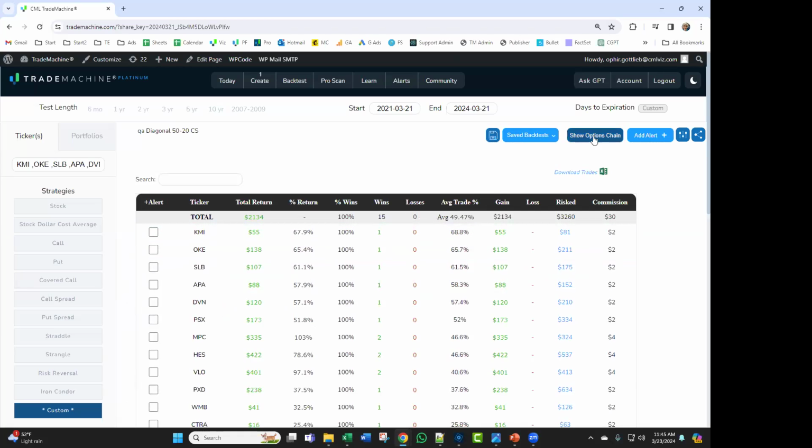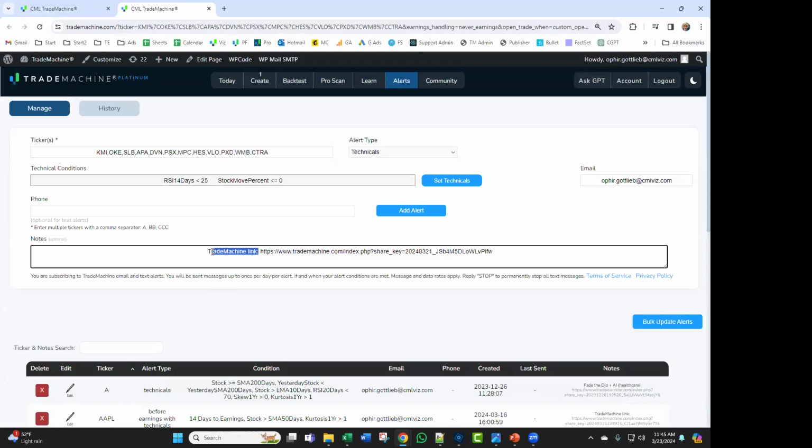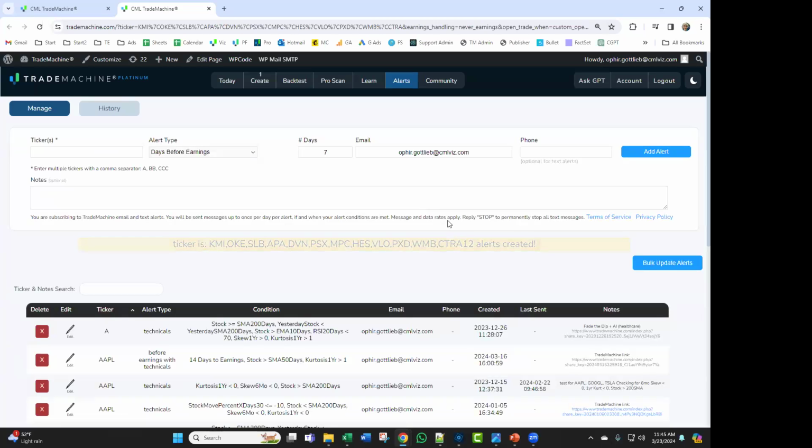I want to add these 15 alerts. So I'll add the alert. This is the first time we're going to do buy the sell-off and AI, and this is in energy. So there's another 15 alerts. So 15 or so. That should put us at, what are we at? Like 85, something like that.